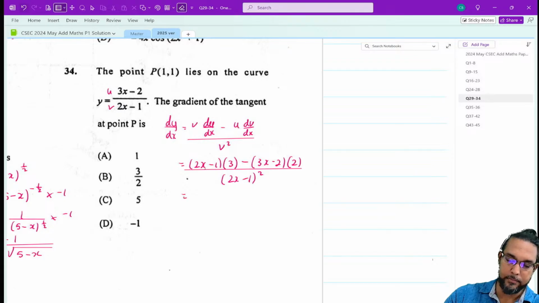Okay, cool. So you can multiply that 3, you're going to get 6x minus 3. And then you're also going to get 6x minus 4. But you have a minus in front of that, right? So you're going to have to minus 6x but plus 4.